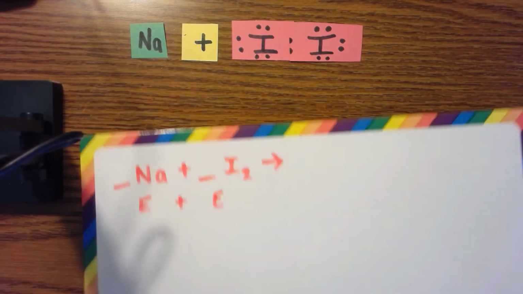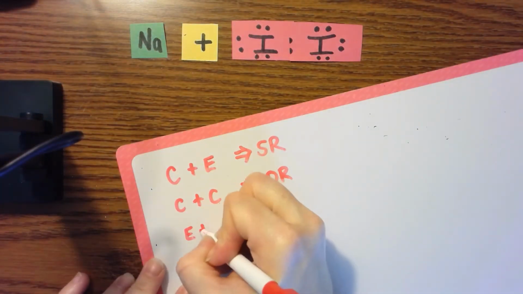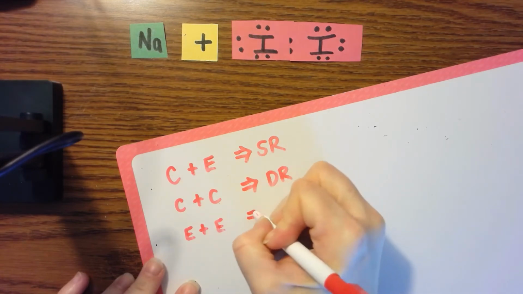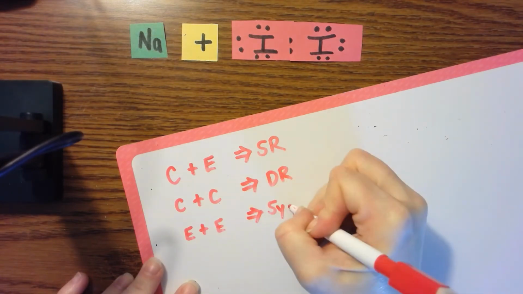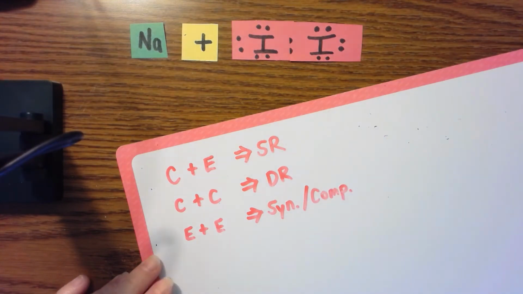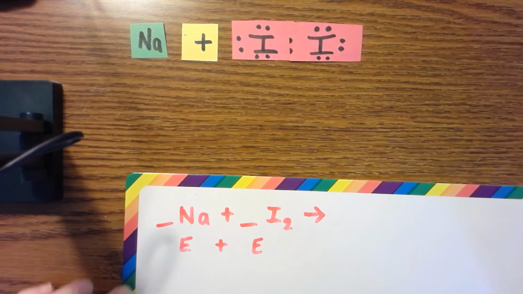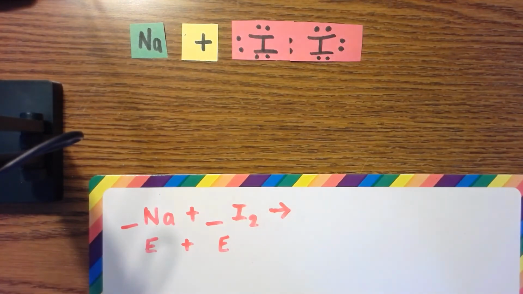So if we have element plus element, the only choice for our type of reaction is going to be synthesis, or otherwise known as composition. Both of those refer to the same type of reaction. So synthesis and composition are the same. So if this is a composition reaction or a synthesis reaction, that means I have to put the things together.